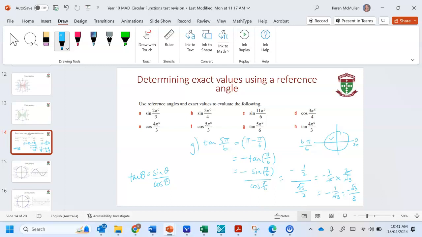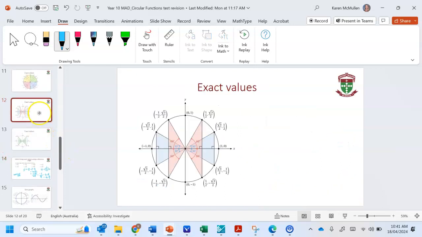Now, another way of doing this is to refer back to your triangles. So here we've got 30 degrees, which is the same as pi on 6, and the sides are 1, 2 and root 3. So tan pi on 6, using SOHCAHTOA, is opposite over adjacent. Your opposite side is 1 and your adjacent side is root 3. So you can see you get the same result using the triangles as well.